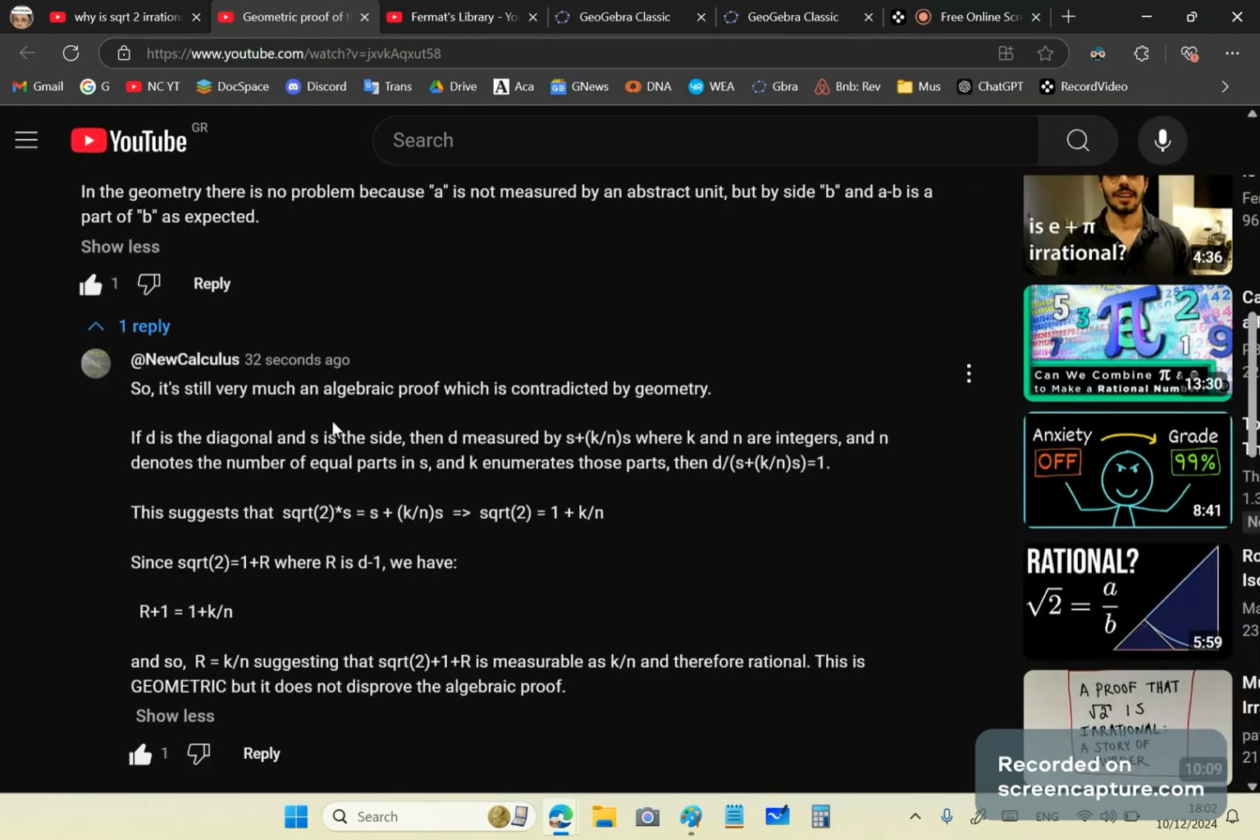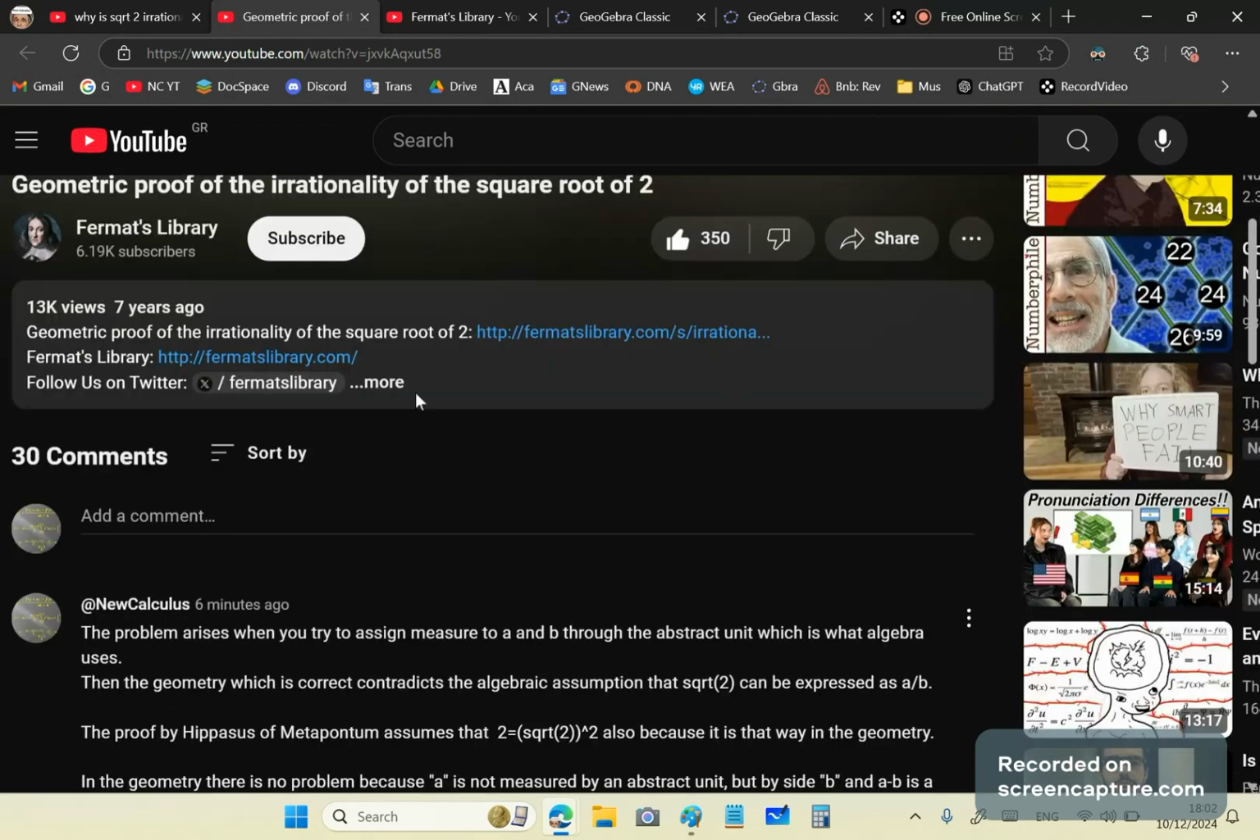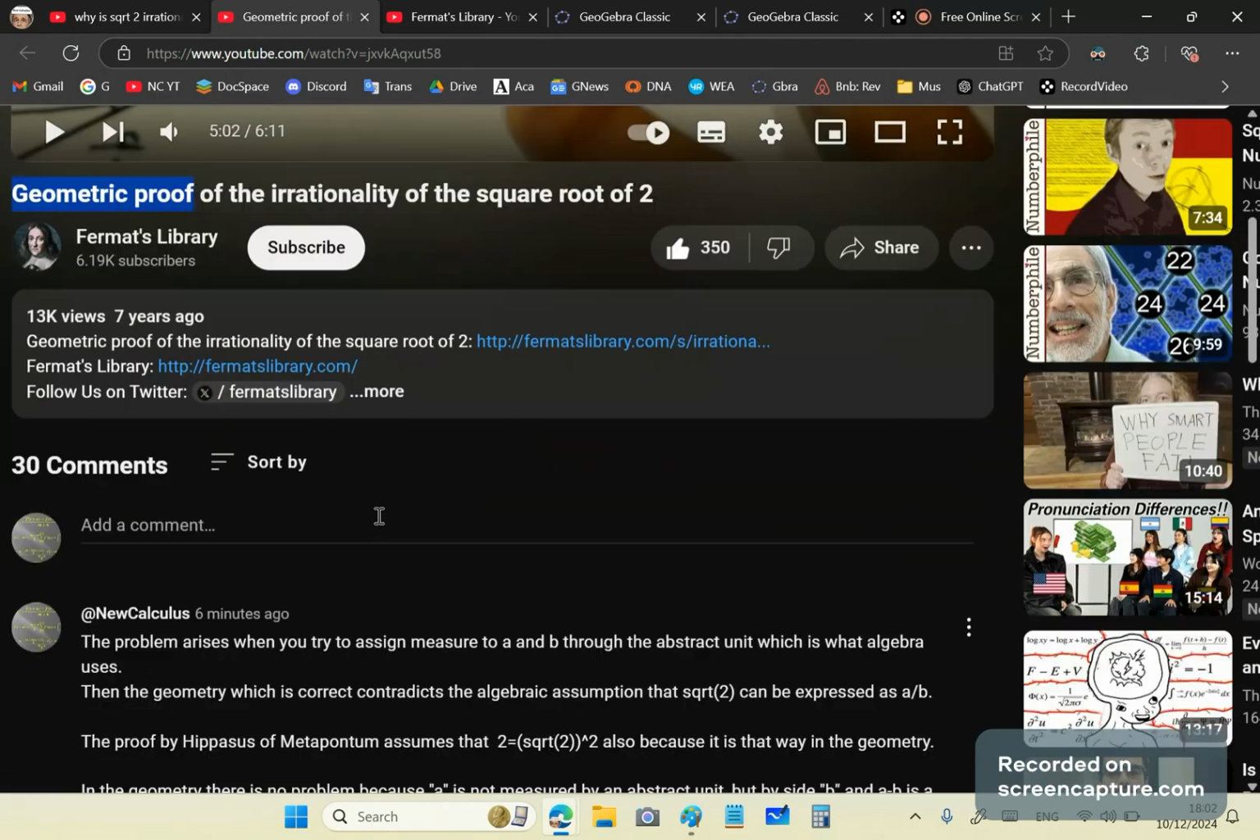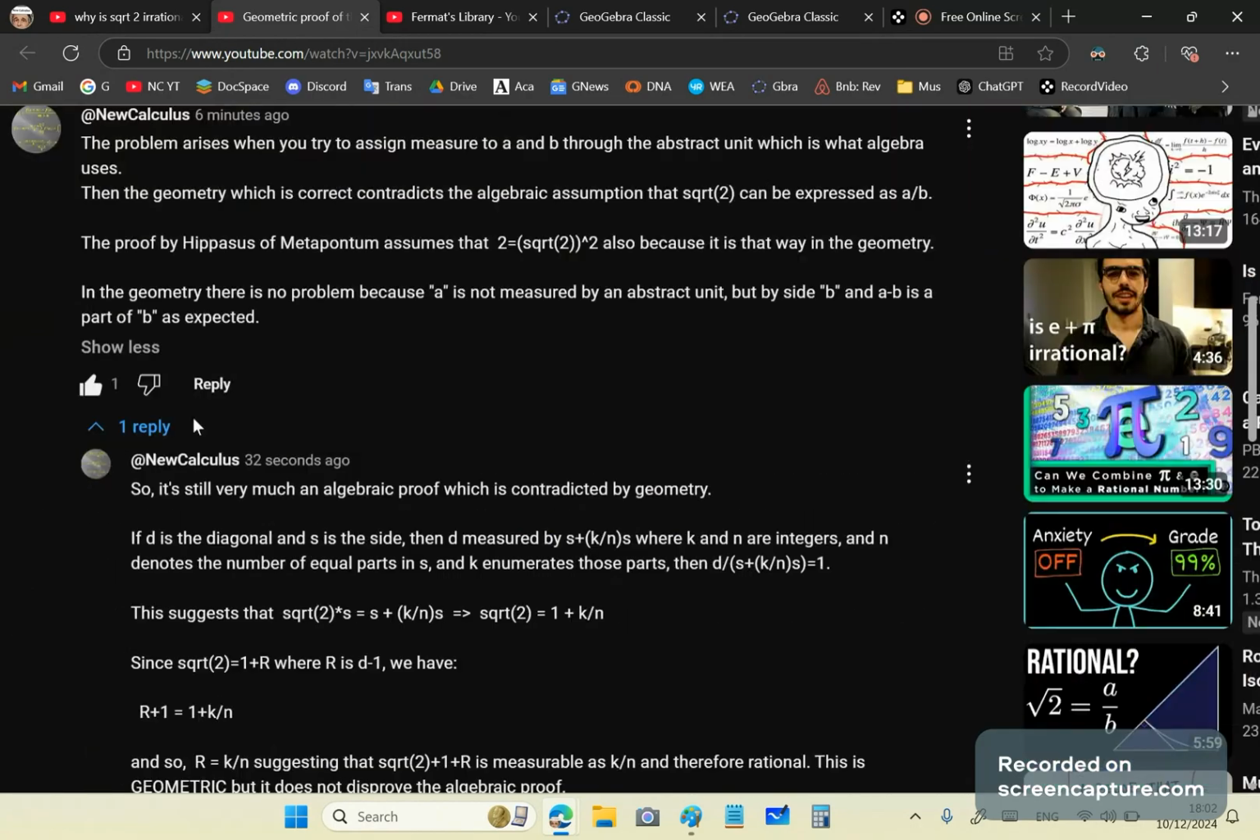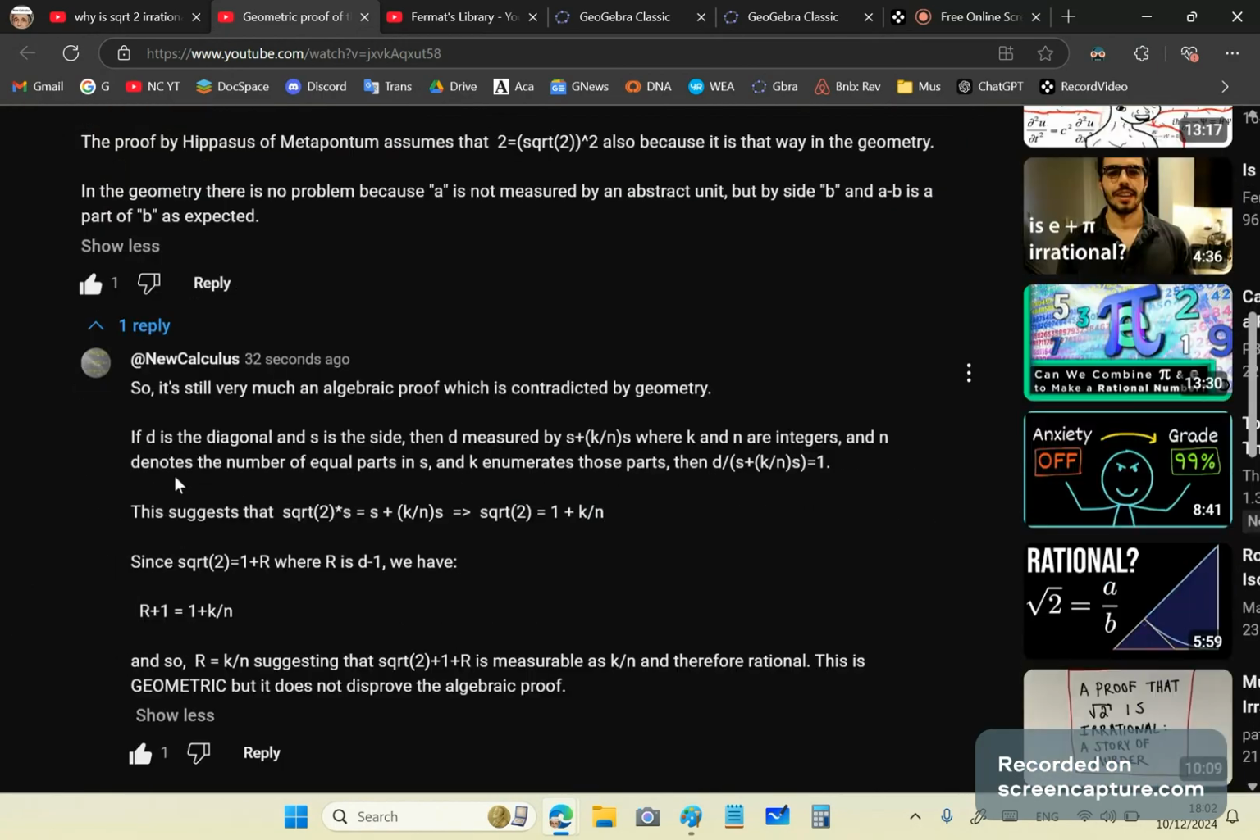It's very much an algebraic proof, which is contradicted by geometry. It's not a geometric proof of the irrationality of the square root of 2, because there isn't a geometric proof of the irrationality of the square root of 2. Basically, it's a proof that shows it's wrong because it's contradicted by geometry.